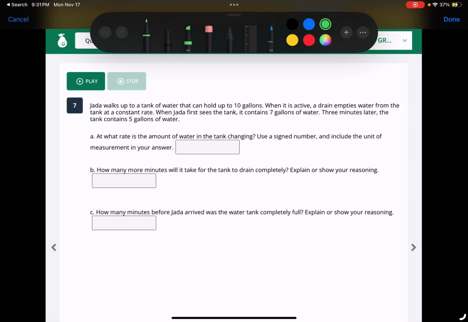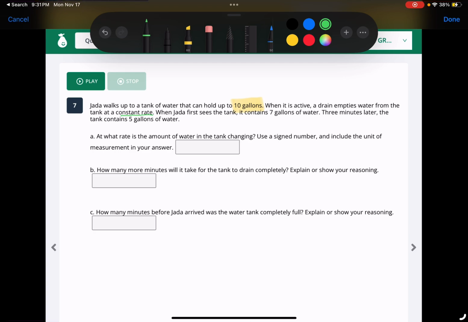Okay, so let's look at last question, number 7. Jada walks up to a tank of water that can hold 10 gallons. So I'm going to put 10 gallons here. When it is active, a drain empties the water from the tank at a constant rate. Knowing that it's a constant rate helps us know it's basically telling us how many gallons per minute.